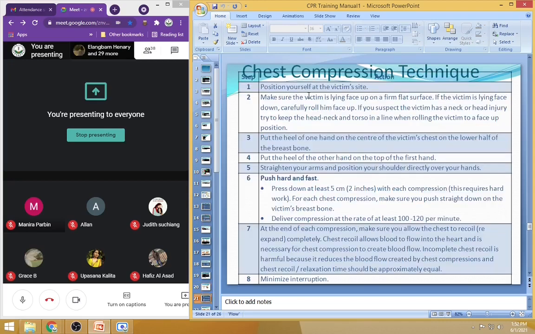Don't worry. Okay, someone read roll number 33. Yes, ma'am. Yes, who is that? Pakicha. Yes, ma'am. Okay, you please read. Chest compression technique.